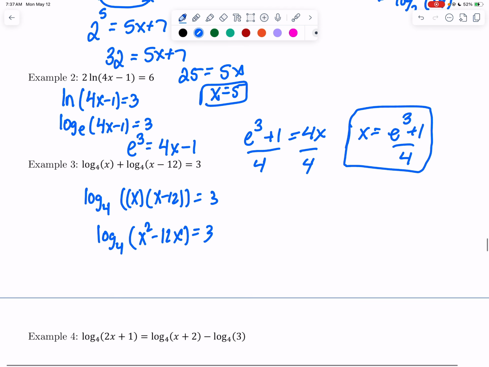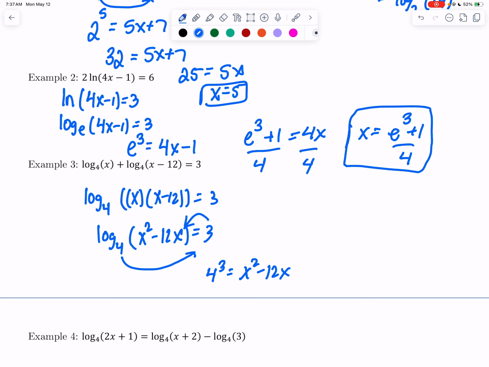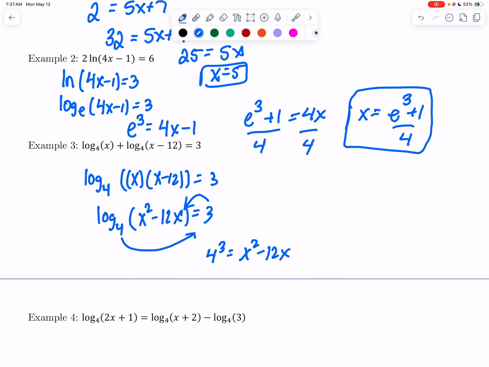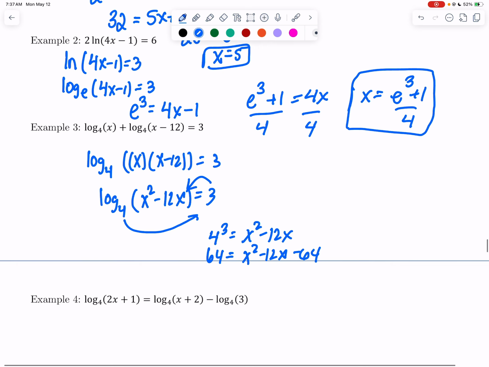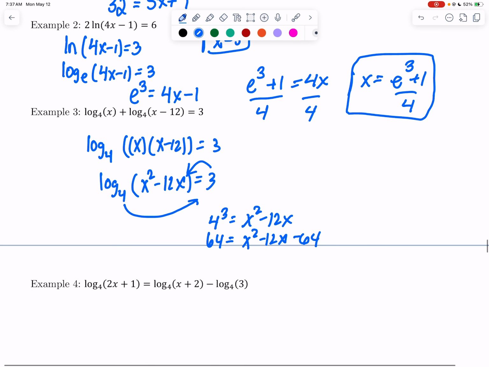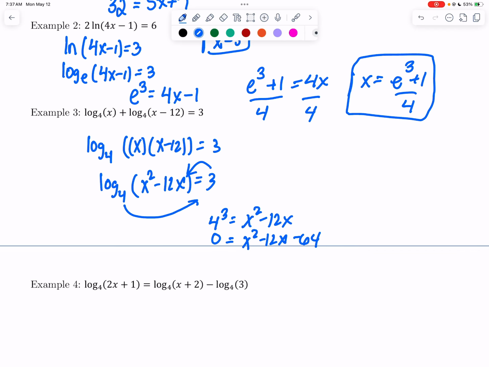Once I do that, I'm going to go ahead and convert this into an exponential. So now I have 4 to the third is equal to x squared minus 12x. And then we know that 4 to the third is 64. So now I have 64 is equal to x squared minus 12x. Oops, make sure that this is 0 now: x squared minus 12x minus 64 equals 0. And then I'm going to factor this.